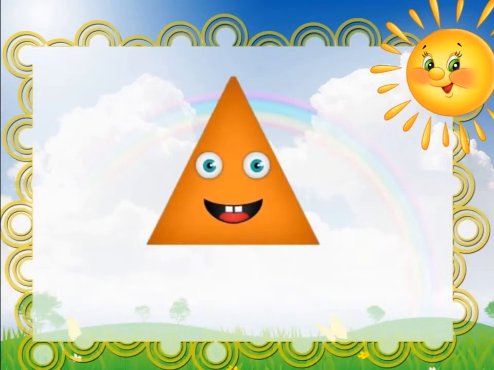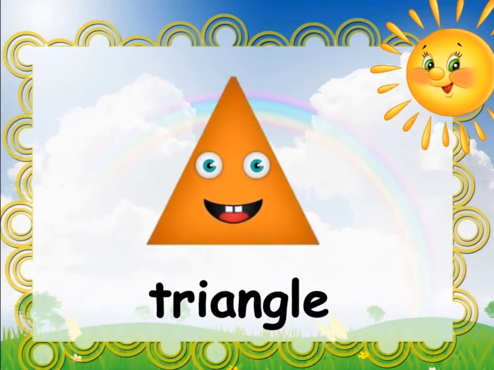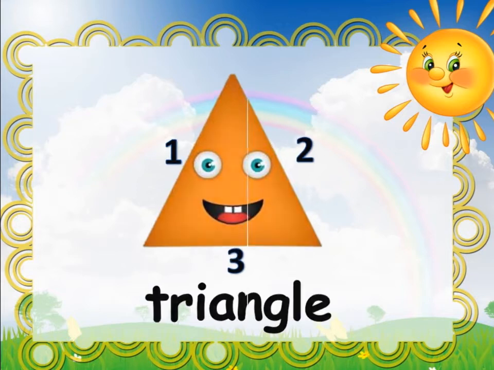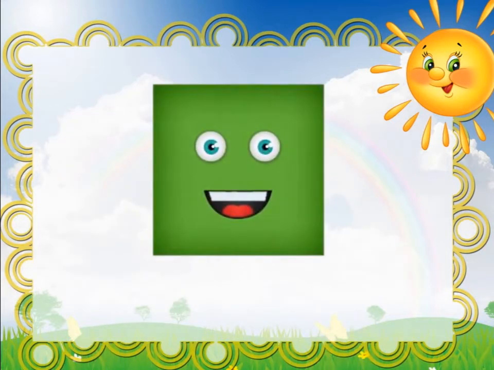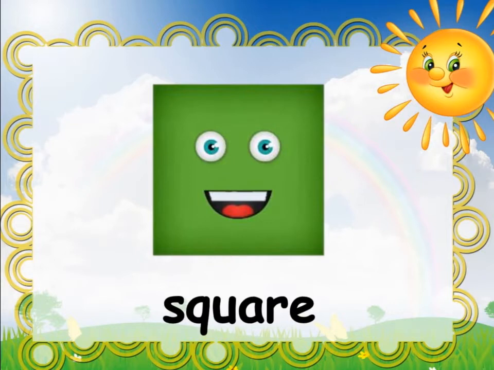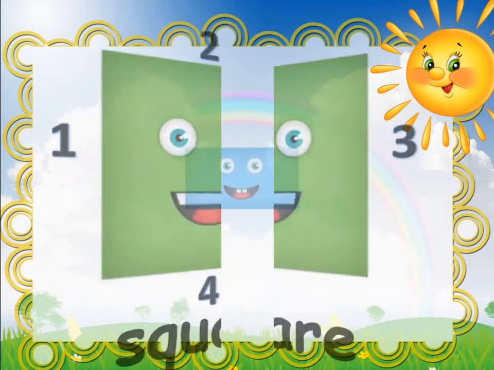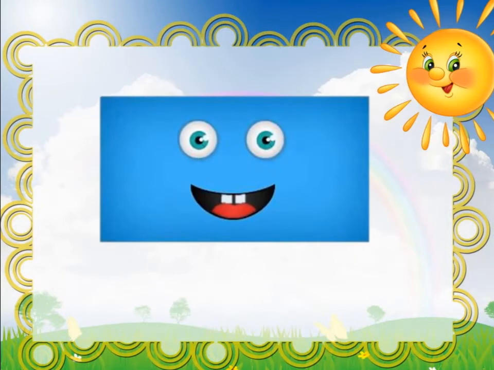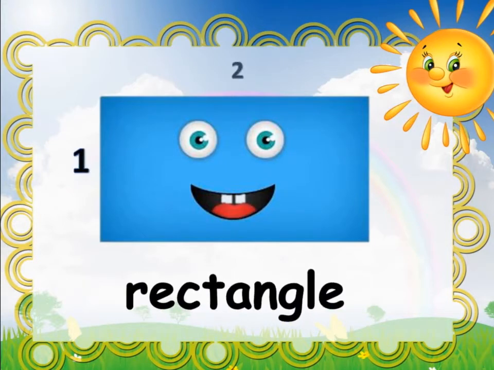Example, we have the triangle. Say it, triangle. Triangle has 1, 2, 3 sides. Next one here, what is this? It's a square. It has 1, 2, 3, 4 sides. And this one is a rectangle. Rectangle has 1, 2, 3, 4 sides also.